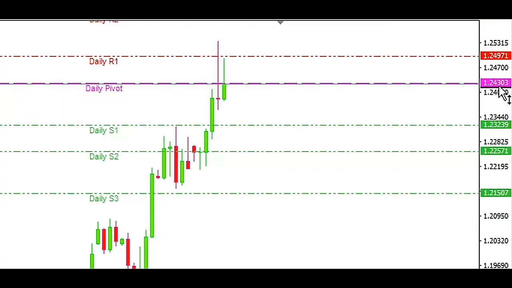So pivot point is not very important for the trading, but support and resistance is too much important. So our first resistance at the 1.2497, and our first support is 1.2323. Okay, so you have to keep it in mind. In daily candle we have a resistance and a support. So when this candle will touch the resistance point or support point, there is a possibility the market can go reverse. Okay, so if a candle comes there, I draw a line.